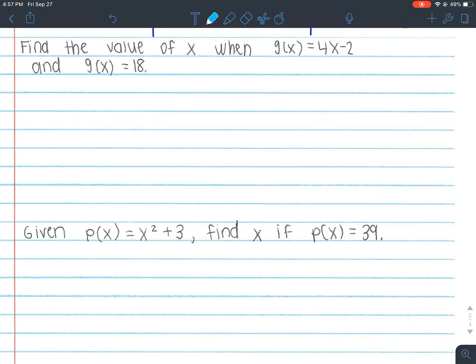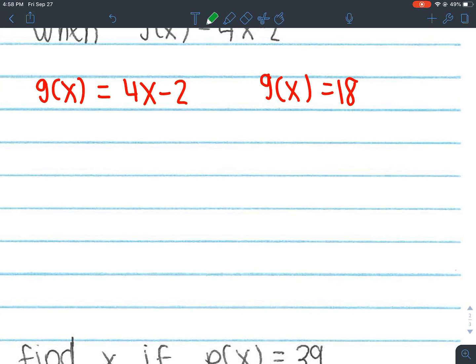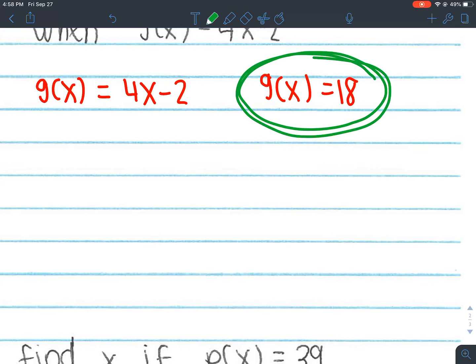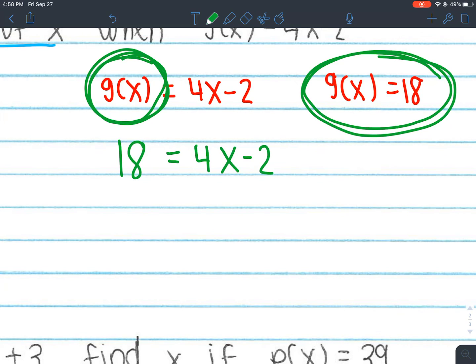Okay, it wants me to find the value of x. So I am solving for x. I'm solving for a variable. We'll go ahead and copy down my equations here. I have g of x equals 4x minus 2, and then I have g of x equals 18. Looking at the smaller one, it says g of x is 18. Well, do I see g of x on the other side anywhere? Yes, I see it right here. What does g of x equal? It equals 18. So I'm going to substitute the entire thing for 18, and I'm going to solve for x.